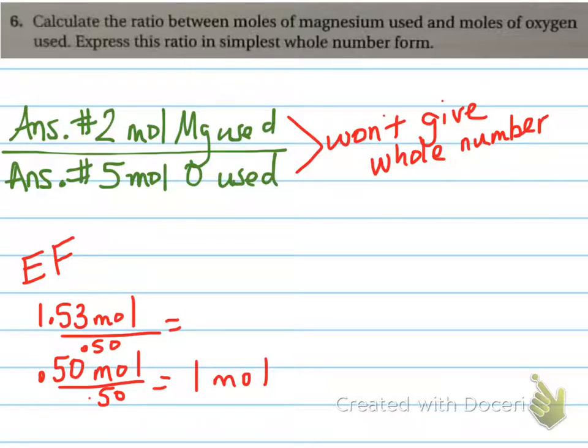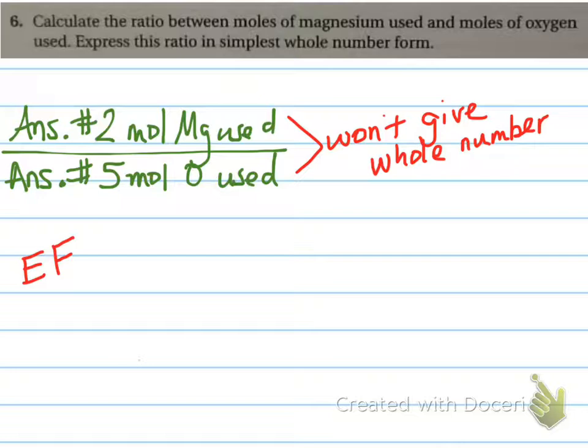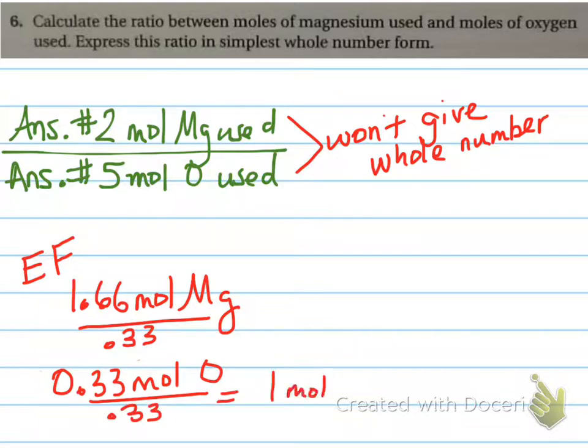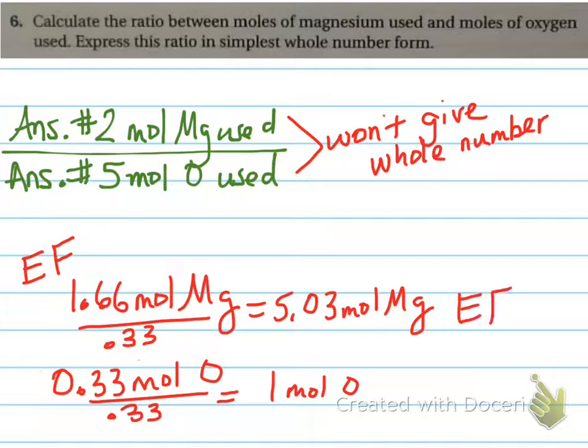Let's make it simpler. Let me come up with a number. All right, let's make these a little bit better numbers to use for this. So let's say when we did this, we got 1.66 moles of magnesium and we had 0.33 moles of oxygen. Okay? So I take both of these and I divide them by the smaller number. So I get 1 mole of oxygen, and 1.66 divided by 0.33 is 5.03 moles of magnesium.